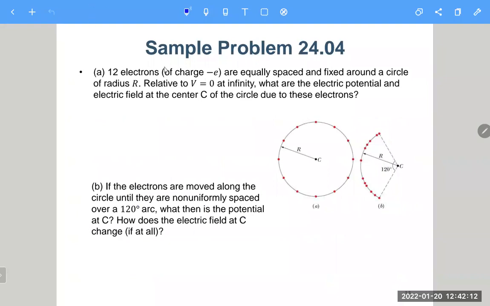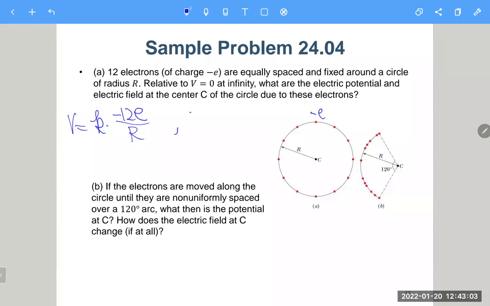This is another sample problem, and we can finish it quickly. 12 electrons are equally spaced and fixed around a circle of radius capital R. Relative to V equals zero at infinity, what are the potential and the E field at the center due to these electrons? For part A, V will be K times negative 12E over capital R. Very quickly, you can determine it one by one. This is negative E for each of them, and the distance is R, and then you add all of them together. So we have K times negative 12E over R.